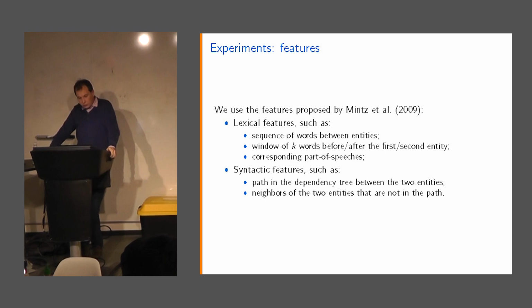The features are built as follows. We considered lexical features such as the sequence of words between the two entities, the word that appears before the first entity and after the second entity, and the part of speech of these words. We also considered syntactic features such as the dependency path, the path in the dependency tree between the two entities, or the neighbors of each entity in the dependency tree.